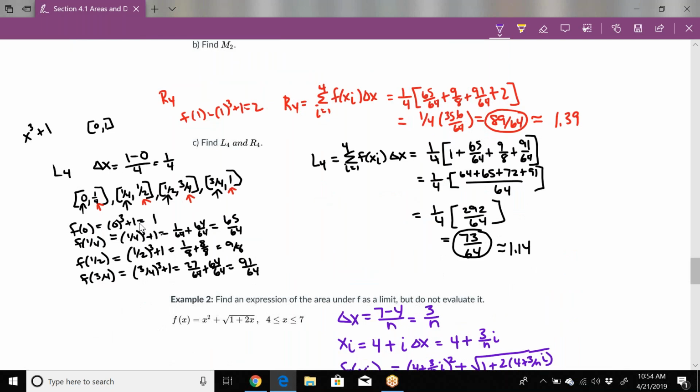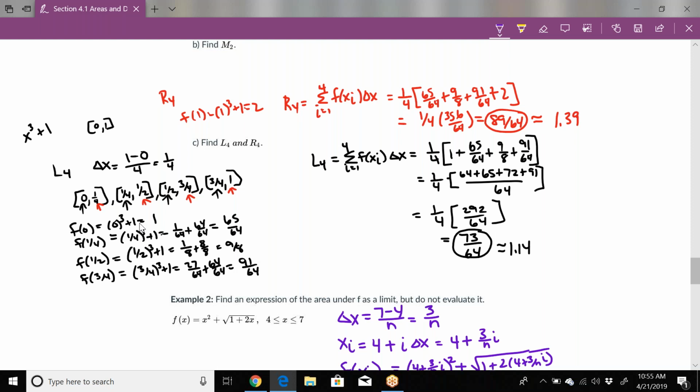So L4 means your subintervals, there's 4 rectangles, and we're going to use the left endpoint of each. So you have to look at your interval, which is 0 to 1, and we need to find our delta x, which is always b minus a divided by the number of rectangles. So that comes out to 1/4. So we need to split 0 to 1 into 4 rectangles where we use a fourth as the width of each interval. So that's 0 to 1/4, 1/4 to 1/2, 1/2 to 3/4, 3/4 to 1.